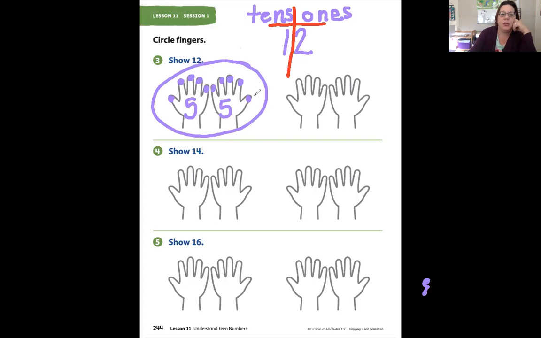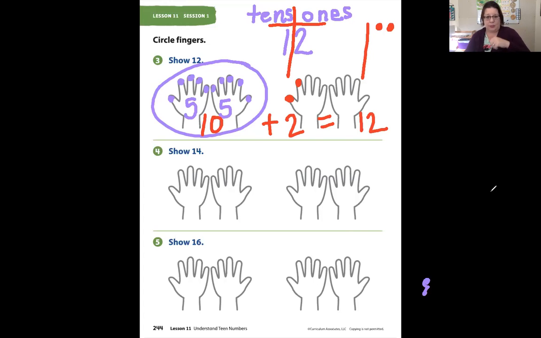So right here, I'm no longer going to say 5 and 5, because if I know I have one group of 10, I can just call this 10, right? So I have one group of 10. All of those fingers together makes 1 ten. And then here it says I have 2 ones. 1, 2. So if I were to show you with place value blocks, I would have 1 ten and 2 ones. And that would be 10 plus 2 equals 12. All right. So there we have 10 plus 2 equals 12.